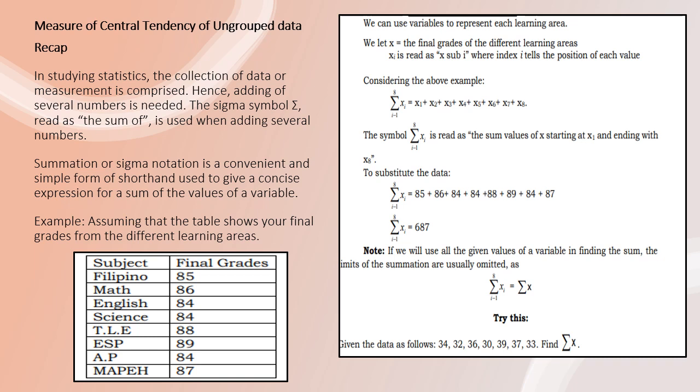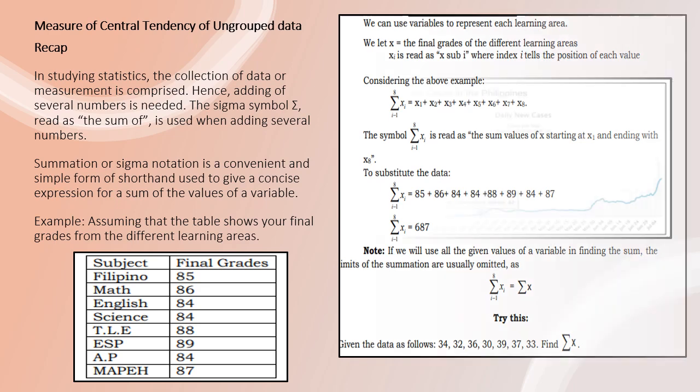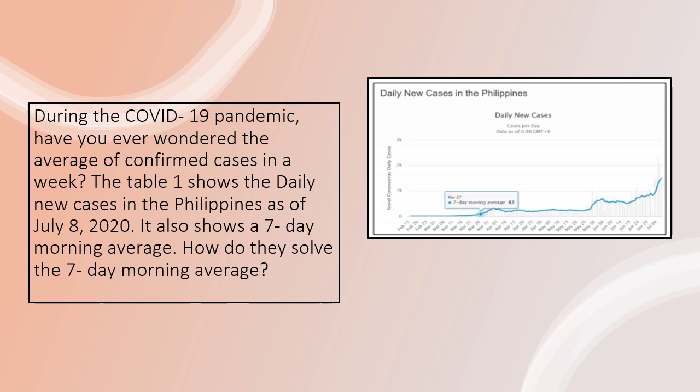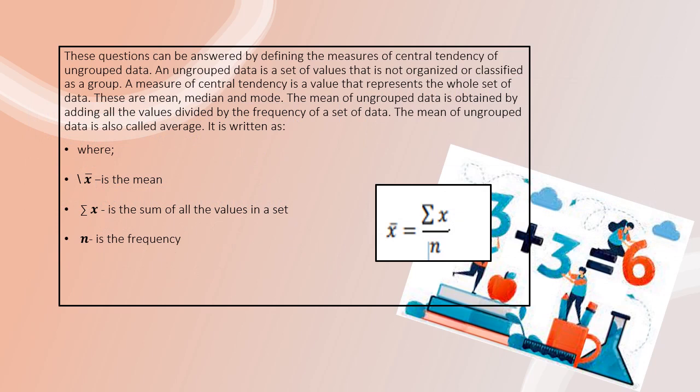Okay, here. So given the data as follows. During the COVID-19 pandemic, have you ever wondered about the average of confirmed cases in a week? Table 1 shows the daily new cases in the Philippines as of July 8, 2020. It also shows a 7-day moving average. How do they solve the 7-day moving average?